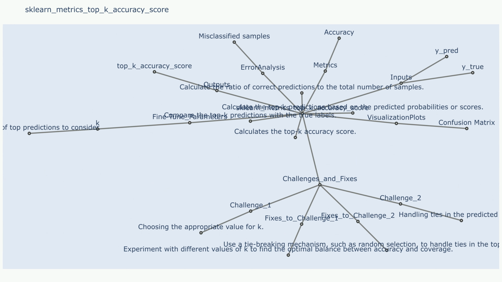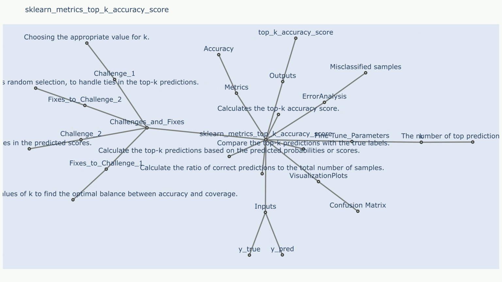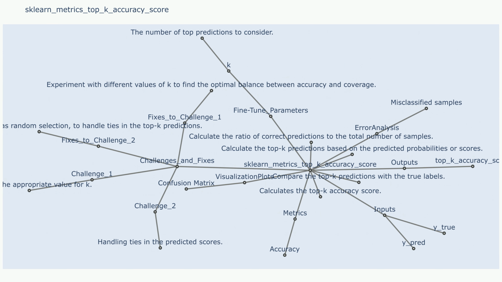Challenge 2. Choice of K. Choosing the right value for K is crucial for meaningful results. A small K might underestimate accuracy, while a large K might overestimate it. Sample use case that resulted in challenge 2. Choosing a K that is too small might result in missing accurate predictions, while choosing a K that is too large might include inaccurate predictions, leading to a less informative score.